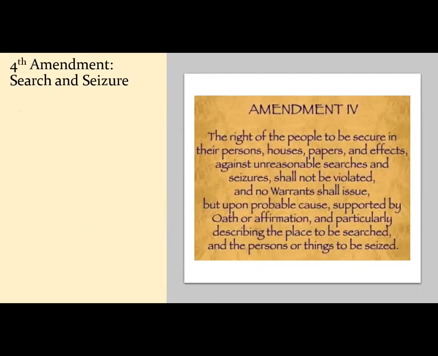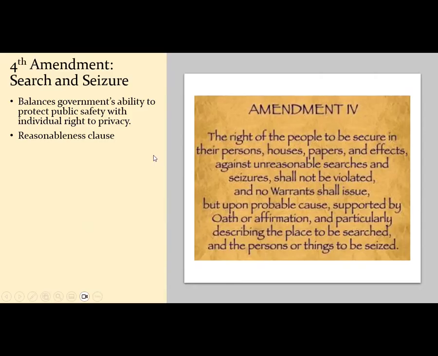So with the Fourth Amendment, we're dealing with search and seizure laws. So these are the laws that govern when law enforcement can come and take your property, take your home even, or take you to jail, arrest you.